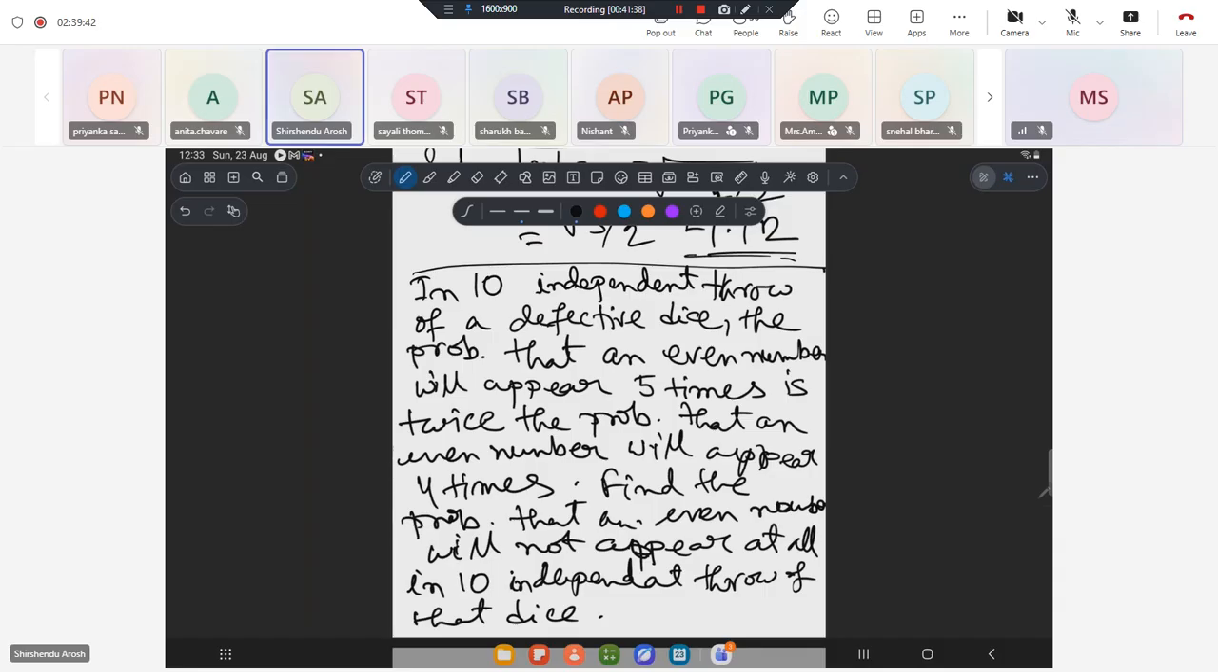Okay. So the thing is that it is trying to tell that the 10 independent throws of a dice are defective, but you can say that the probability that an even number will appear 5 times in the 10 throws is twice the probability that an even number will appear 4 times. So basically, in a single set of experimentations, it is trying to find out the connections between these two. Of course, from there we can find out our parameters.